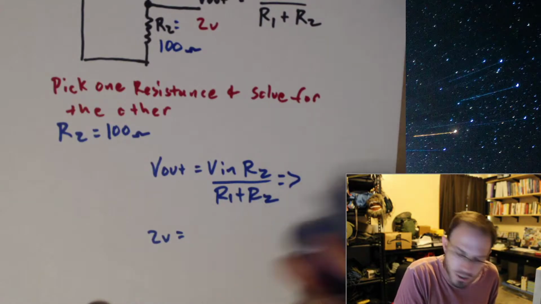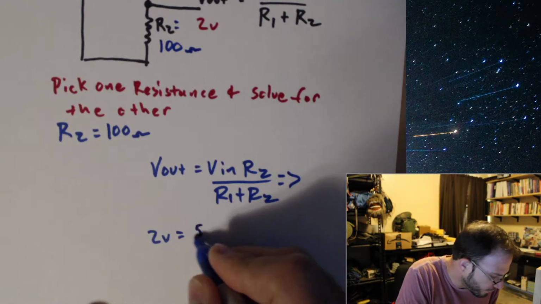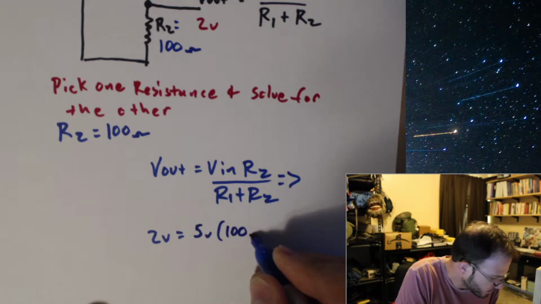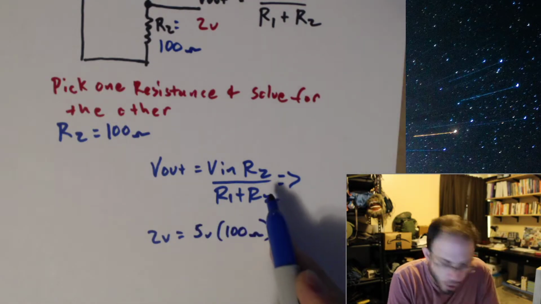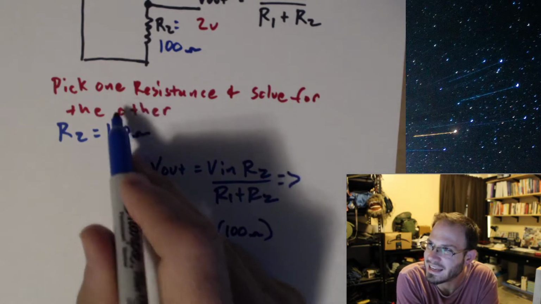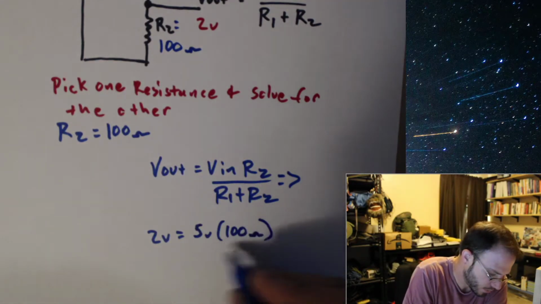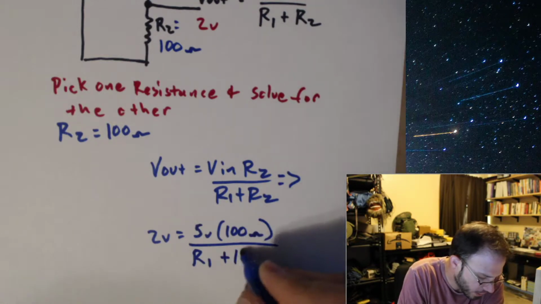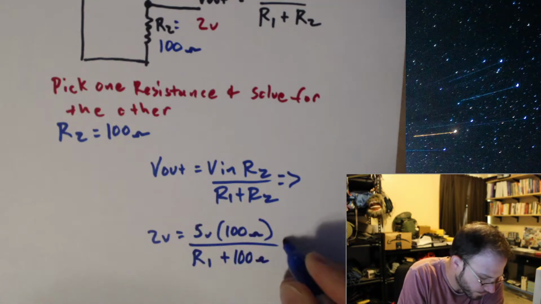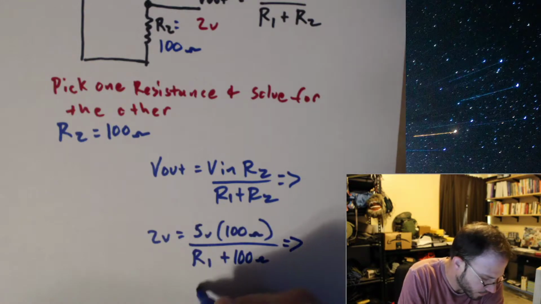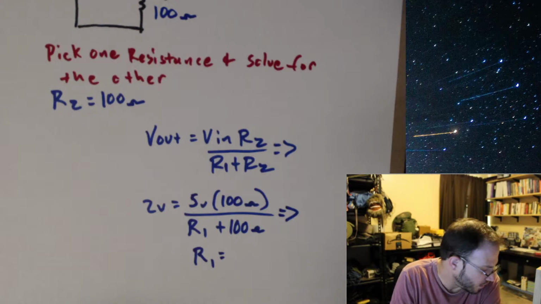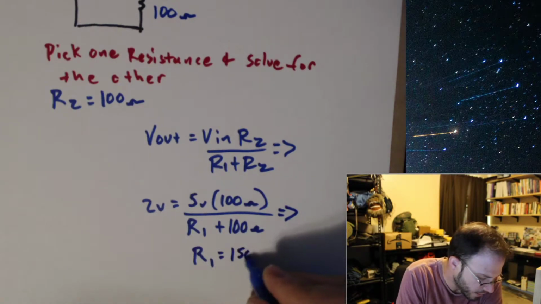So I can just say 2 volts is equal to 5 volts times 100 ohms, because R2, we picked it to be 100 ohms, divided by R1 plus 100 ohms. And so we find that R1 is equal to 150.